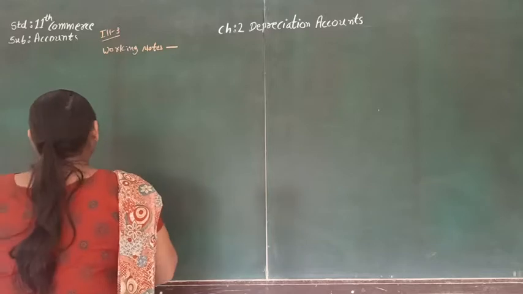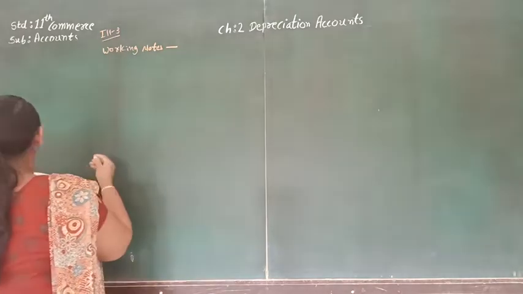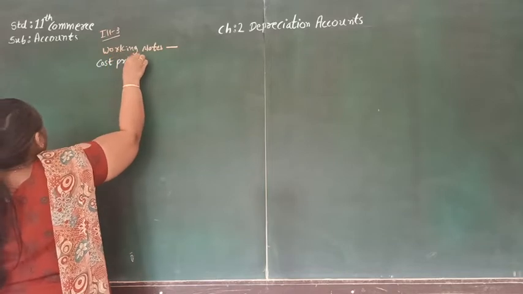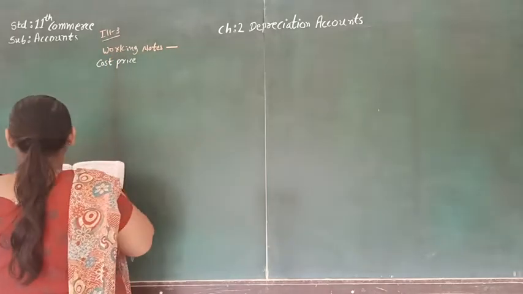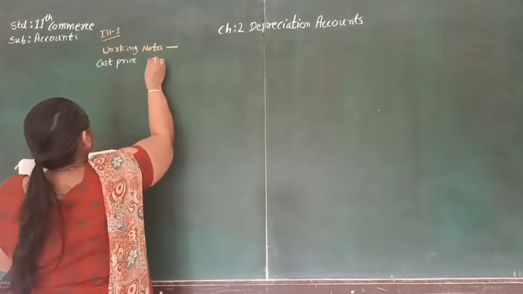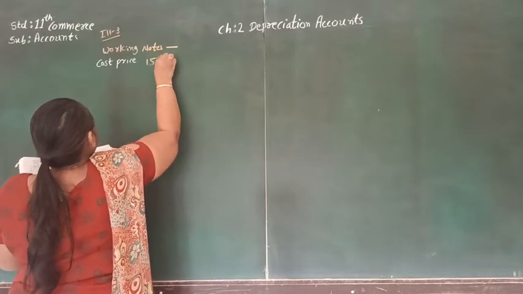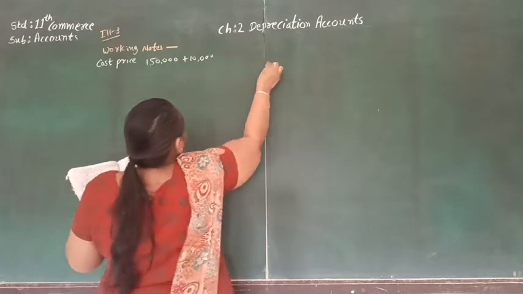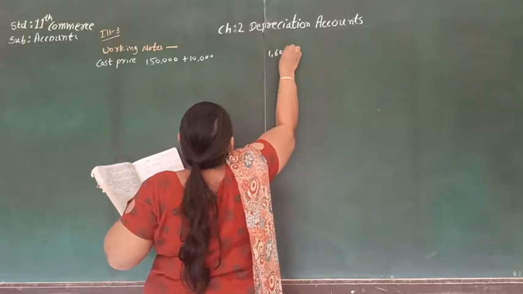So let's do that. Illustration number 3, working note. So here we have to find out the cost price. Cost price of machine is equal to purchase price plus installation expense. So that will be 1,50,000 plus 10,000. So cost price of the machine will be 1,60,000.